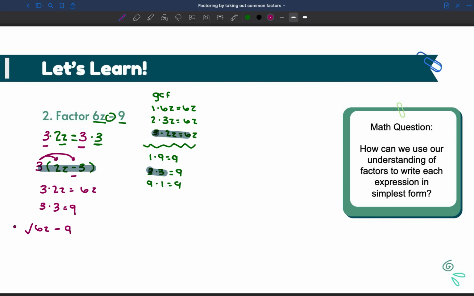Looking over here on the right-hand side, we have a math question. It says, how can we use our understanding of factors to write each expression in its simplest form? Well, we can use our understanding of GCF to find the common factor for both of our terms to get the simplest form for factors.